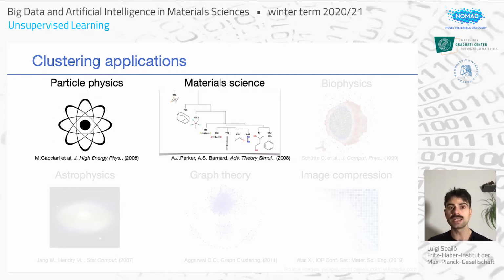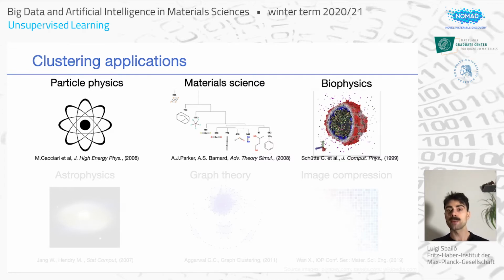Clustering is used also in material science. One example is that it can be used for benchmarking. You have a very large data set, and you might want to find within that data set the best prototypes that can be used for benchmarking, and this can be done with clustering, finding such prototypes.